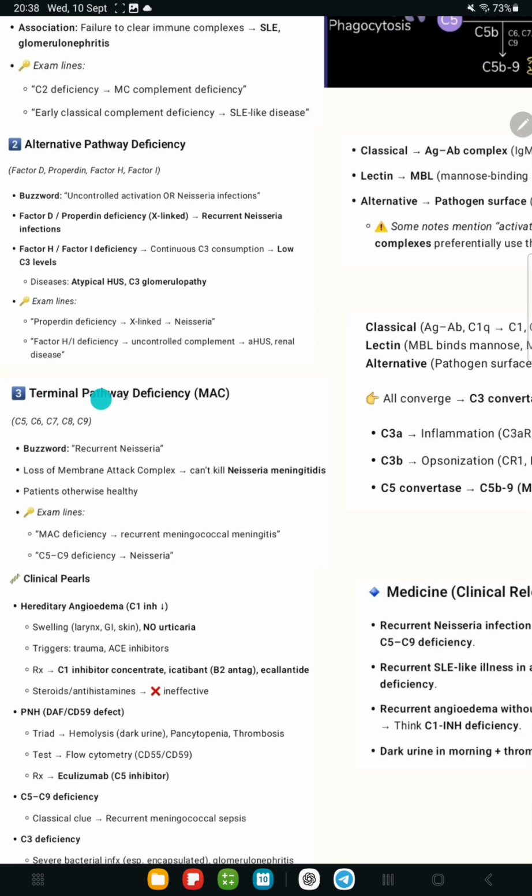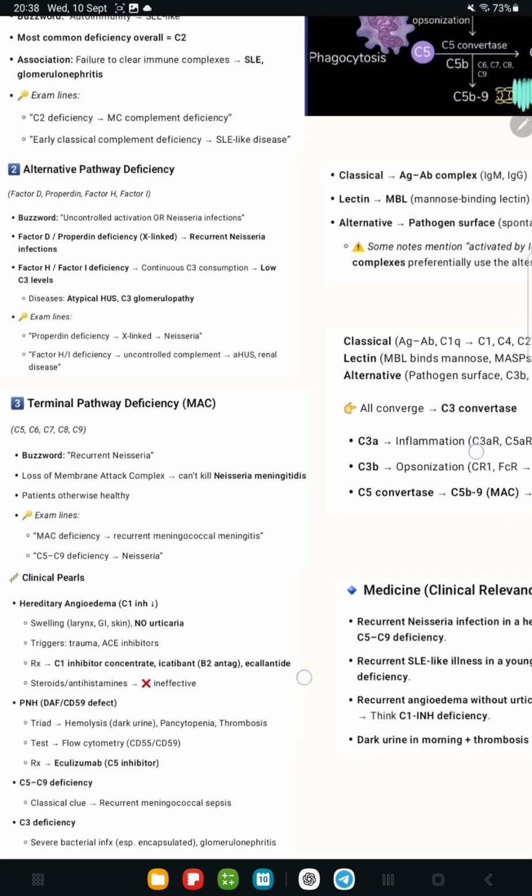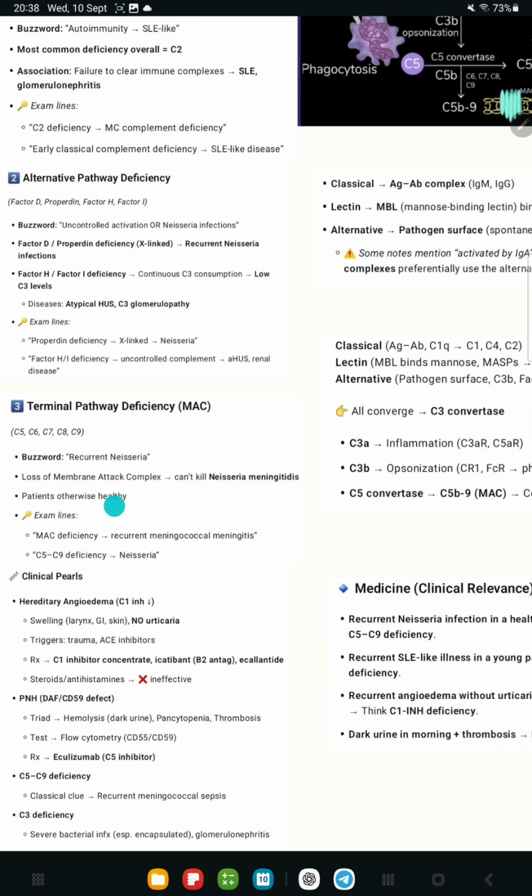Now the terminal pathway deficiency, that is MAC formation, C5, C6, C7, C8, C9, and the buzzword here will be recurrent Neisseria. We have to remember that due to this loss of membrane attack complex, it cannot kill Neisseria meningitidis. Another buzzword is that the patient is otherwise healthy. So exam lines will be MAC deficiency, think about recurrent meningococcal meningitis, and C5 to C9 deficiency, Neisseria infection.